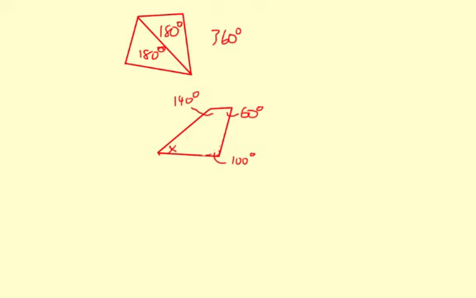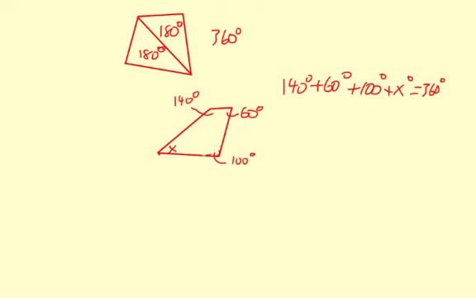Okay, so here's a quadrilateral with some angle measures labeled, and we don't know one of the angle measures. Well, we can use the fact that all the angles add to 360 to figure out what the unknown angle measure is. So we know that 140 degrees plus 60 degrees plus 100 degrees plus x degrees equals 360 degrees. So then we have a multi-step equation to solve.